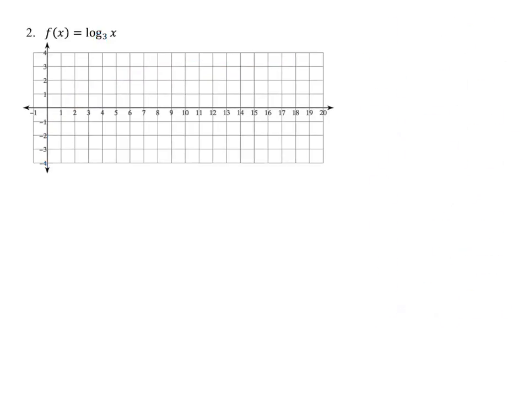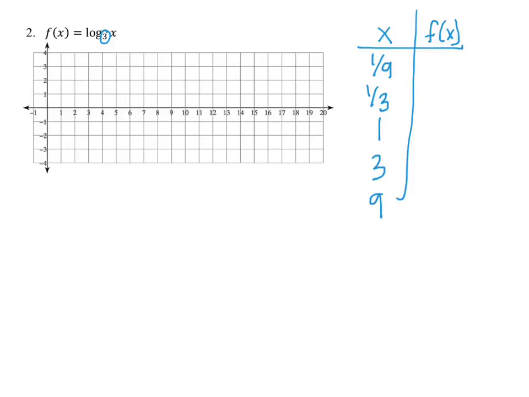Let's look and see how log base 3 of x compares. I'm going to create a table of values again, but instead of doing powers of 2, I'm going to look for powers of 3. And I'm going to choose some fractions to be part of my table. So I'm going to look at 1/9 and 1/3, and then I'm going to go 1, 3, 9. 27 is a power of 3, but it's not going to fit on my graph, so I'm not going to worry about doing that point. So let's look and see what log of each of these numbers is.